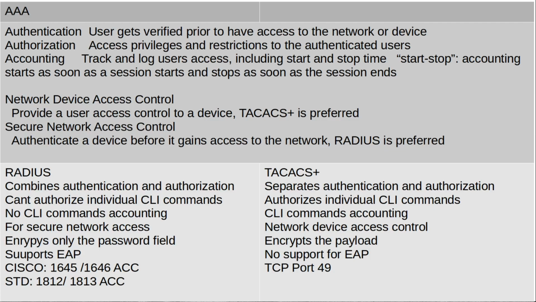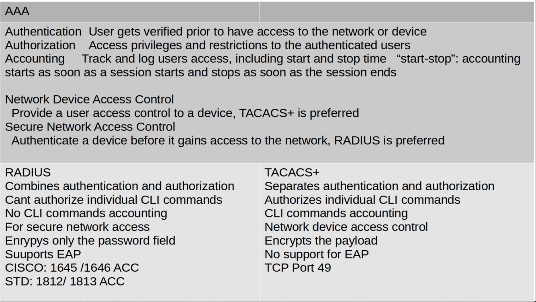You can use AAA for network device access control. In this case, TACACS+ is preferred. This is used when you want to let users configure devices. And for secure network access control, in this case, RADIUS is preferred. This is used, for instance, when you want to authenticate a device before gaining access to the network, for instance with other protocols like 802.1X.